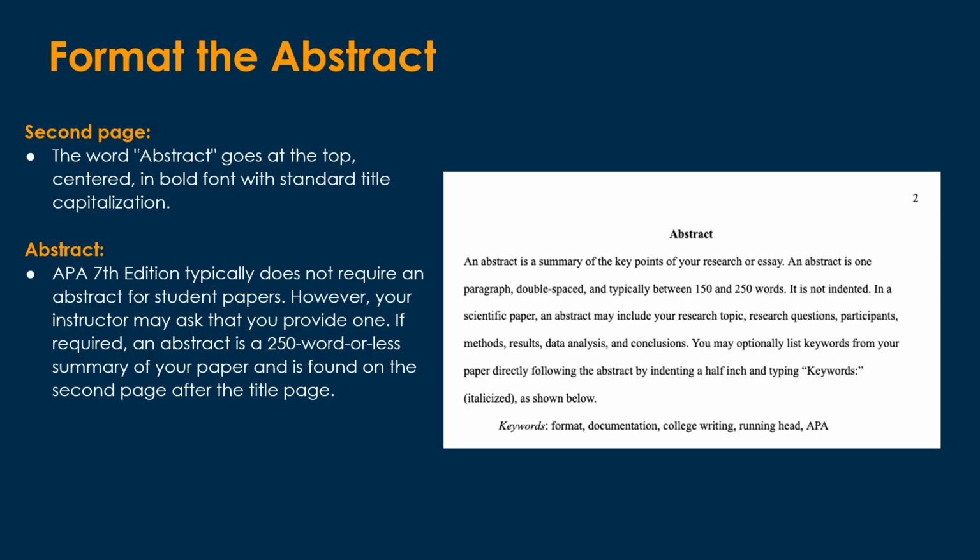There are 2 more aspects of an APA-style paper we need to go over, and the first one is the abstract. Although the current 7th edition of APA does not require an abstract for student papers, some instructors may still ask for one. An abstract is simply a 1-paragraph summary of your entire essay. If included, it appears alone on the second page of the document, which will have the word abstract centered and bolded at the top of the page. Below that, you will type your 250 words or less summary.